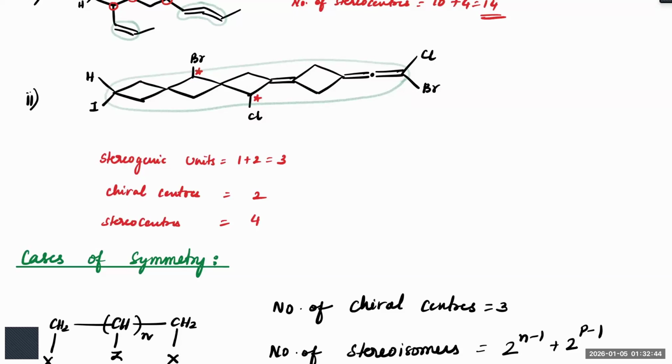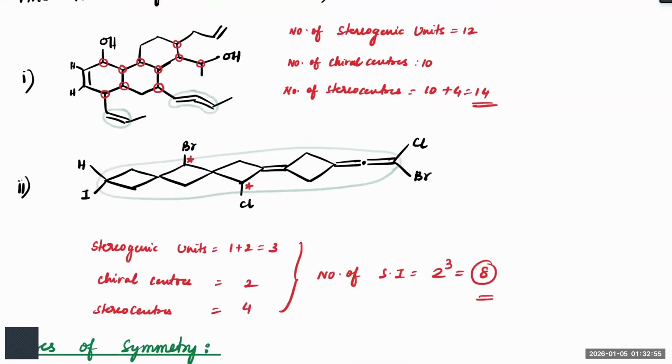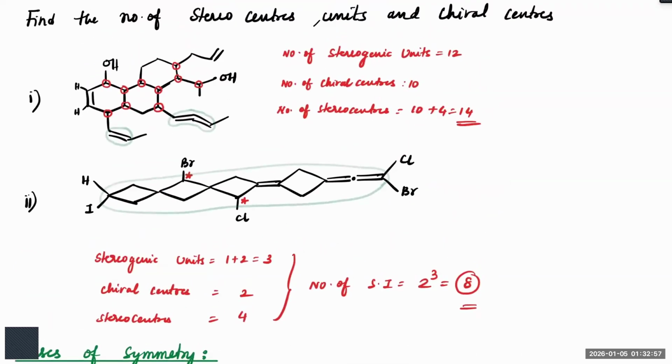And by chance, if I ask you the number of stereoisomers, that will be 2 raised to power of 3. So that makes it 8. Everyone clear?